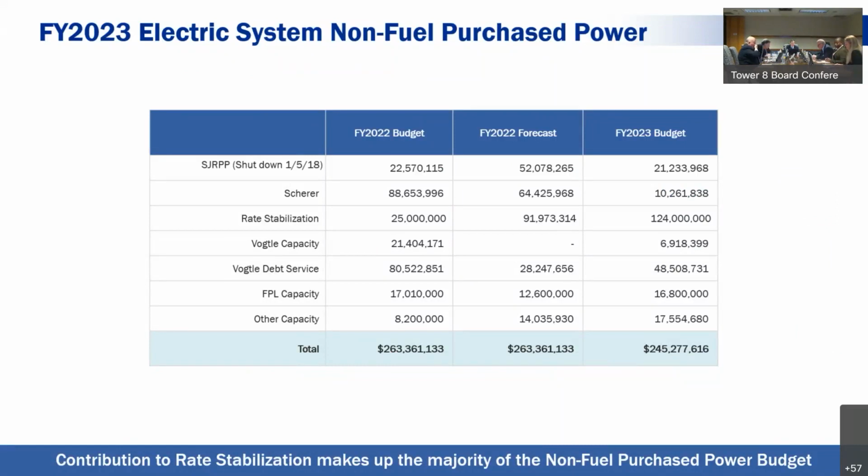And looking at that rate stabilization line, we plan to contribute $124 million to be utilized in the future for anticipated Vogel expenses, which is shown in more detail in the following chart.